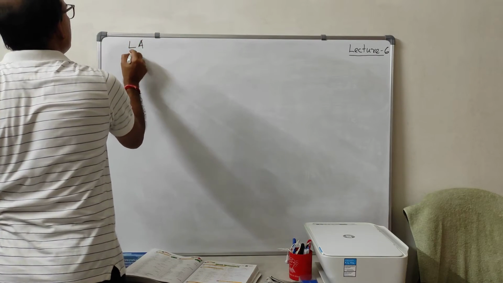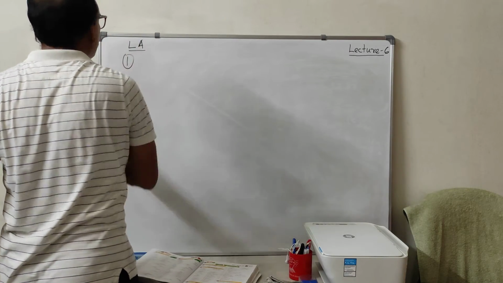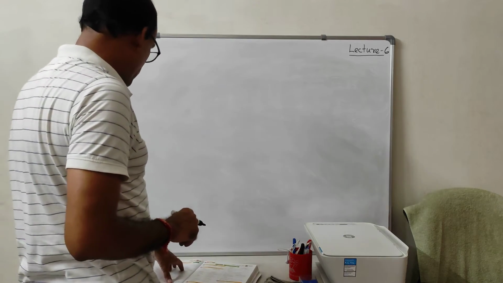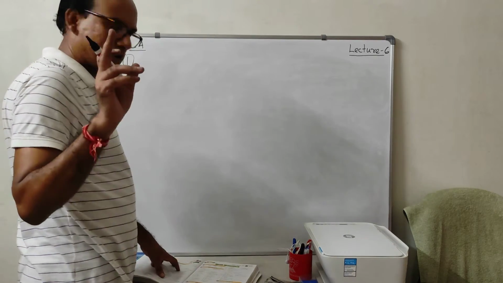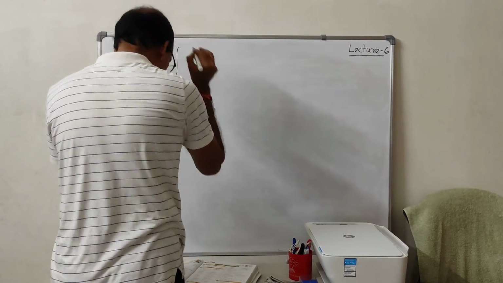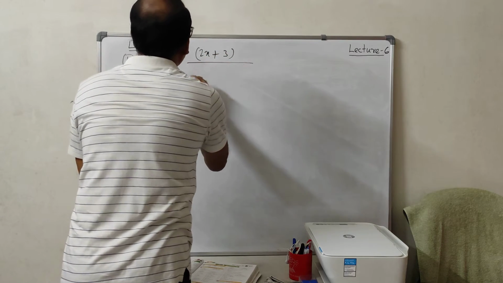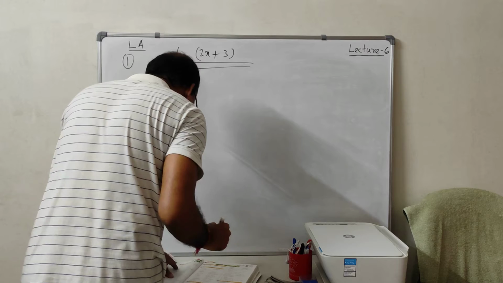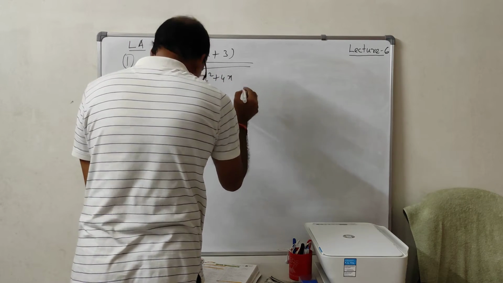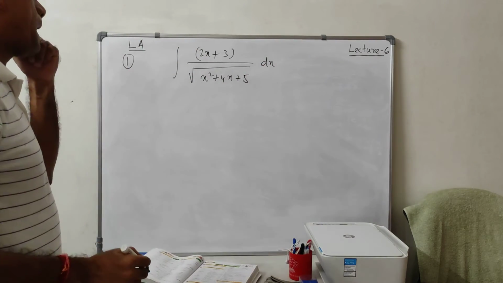Long answer type question. First, this is my own serial number. Actually, the problem I am going to take is in question number 2 in the long answer type section in the SND group. The integral of (2x plus 3) over the square root of (x square plus 4x plus 5) dx. So this is your integral.